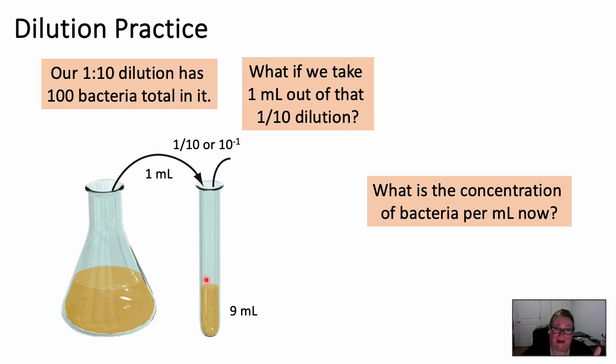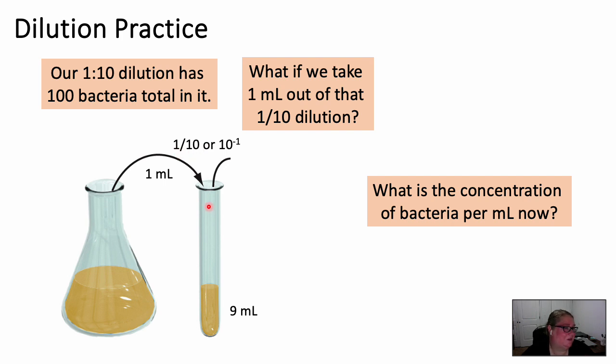Now, what happens if we take 1 milliliter of our 1 to 10 dilution? Sometimes, as I said, you see it as 1:10. Sometimes you see it written as a fraction. Sometimes you see the exponent form. This is our 1 to 10 dilution.